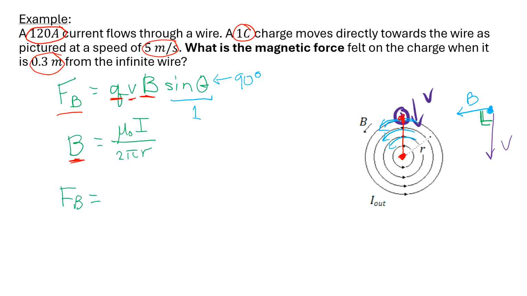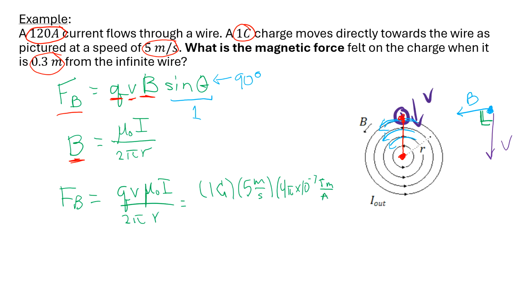That magnetic force is going to be equal to QV mu naught I over 2 pi r. And just to be clear, let's write out what each of these are. So 1 coulomb, the velocity is 5 meters per second. Mu naught is 4 pi times 10 to the minus 7 Tesla meters per amp. And the current is 120 amps, which is a huge current. You wouldn't want to be anywhere near that. And the denominator is 2 pi times 0.3 meters.